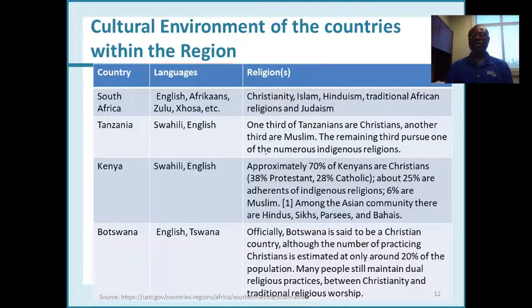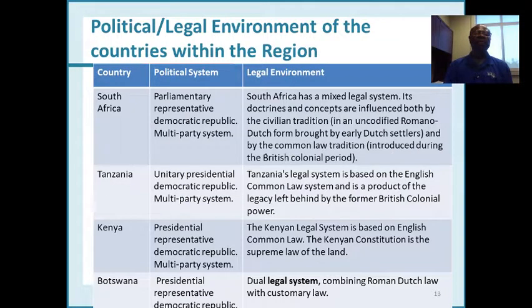Botswana is officially said to be a Christian country, although the number of practicing Christians is estimated at only about 20% of the population. Many people still maintain dual religious practices between Christianity and traditional religious worship in Botswana.